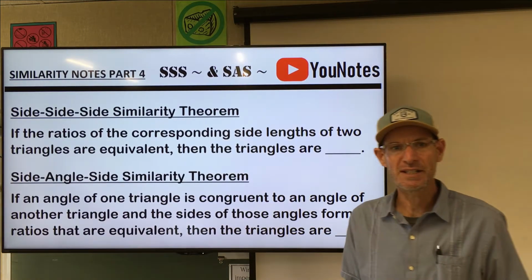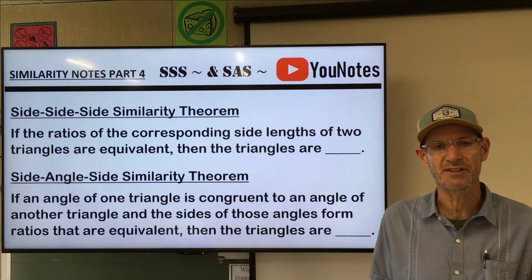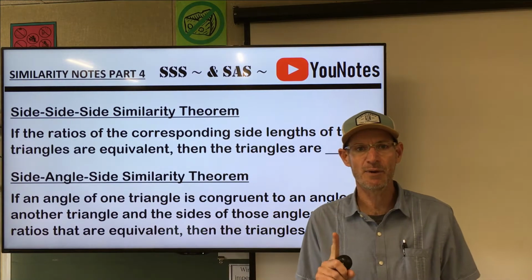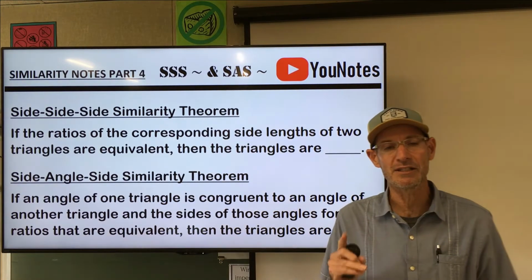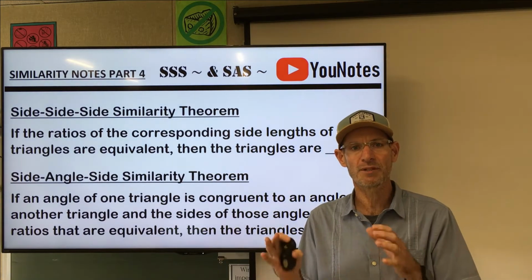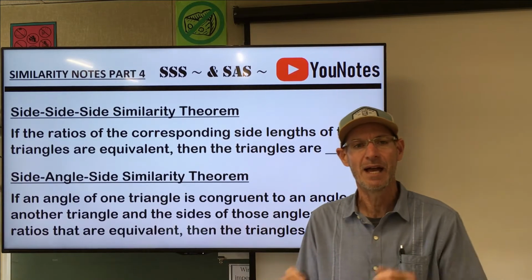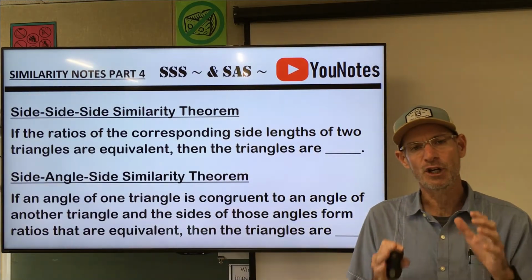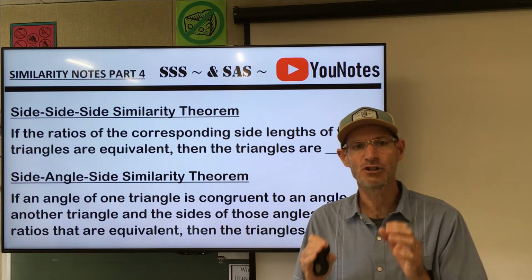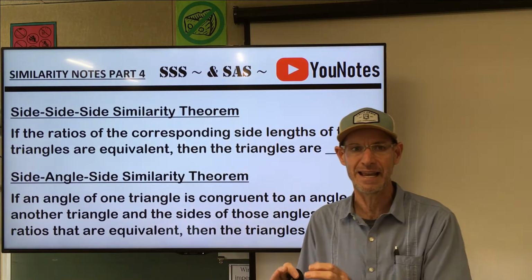Hello, Math 2 students. Today we are going to learn yet another way to prove that triangles are similar. The first way that we know to prove that triangles are similar is to use the definition of similarity. Pair up all of the corresponding angles and show that the corresponding angles are the same. And pair up the corresponding sides and show that all of those corresponding side ratios are the same.